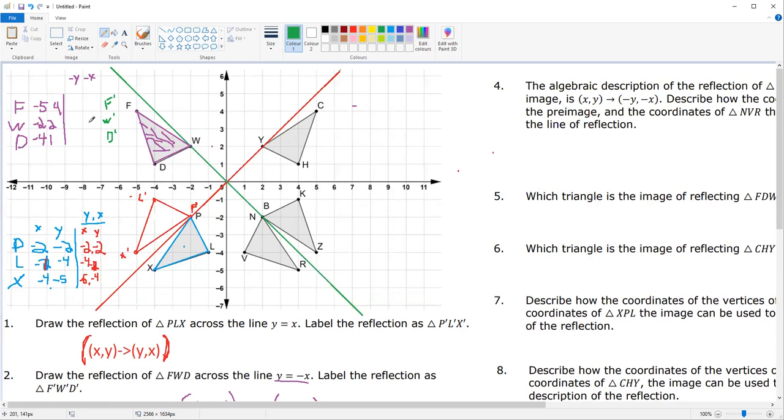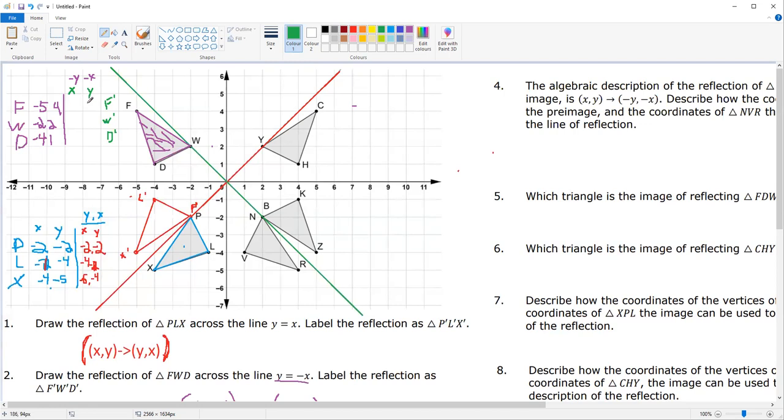Okay, so let me go ahead and fill this out. My x's are going to become my y values, but they're going to be negative. So this is going to become 5, 2, and 4, and these will be my y values of the new one. These are my negative x values, or they can become my y's. So I'm going to fill out my y's.